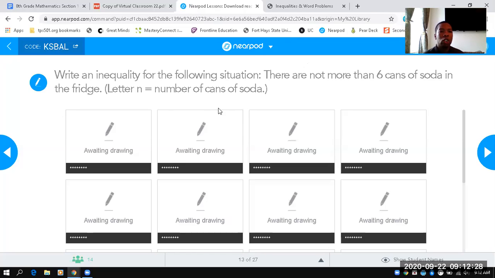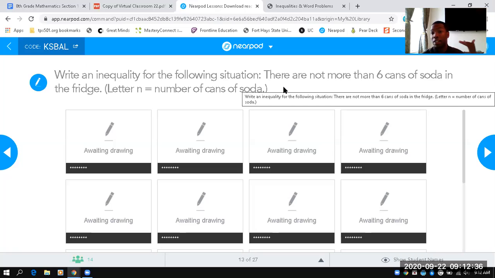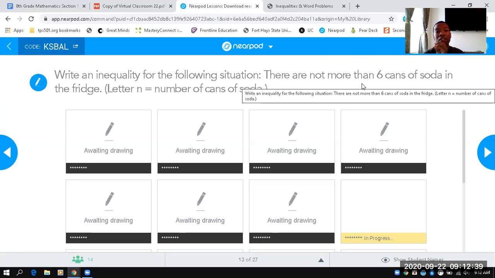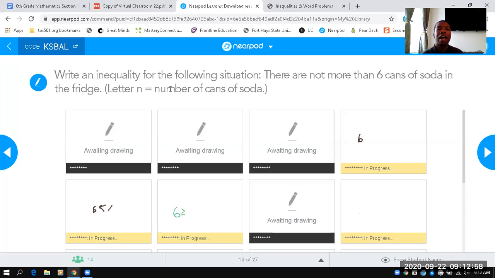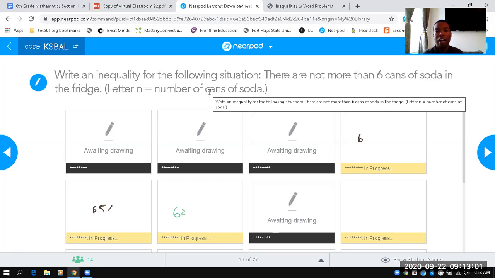The next example we want to look at is, again, it's asking us to write an inequality for the following situation. There are not more than 6 cans of soda in the fridge. There are not more than 6 cans of soda in the fridge. So it means that there might be less, or there is less. All right, there are not more than 6, but there could be 6. Ooh, look at this tricky question. It says let N be the number of cans of soda. All right, they're not more than 6. So could there be 6?